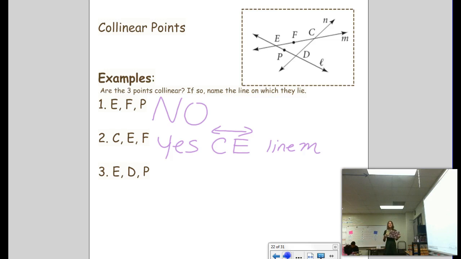Okay, Zaya, what about E, D, and P? You might be a little confused when there's no dot, but if there's no dot, it's where those lines are crossing. So that one's D, and that one's E. It's where the lines cross if there's no bolded dot. So are they collinear? It's a yes or no question. Yes. Name the line, please. Name it however you want.